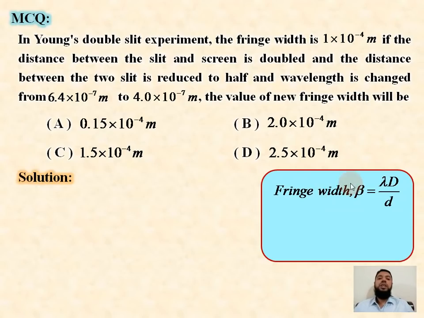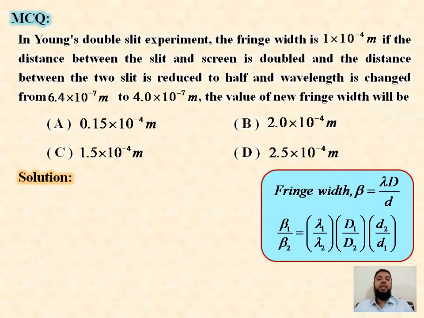We know that the fringe width beta is equal to lambda capital D by small d. ಈ ರಿಲೇಷನ್ ನ ಎರಡು ಸಂದರ್ಭಗಳಿಗೆ ಬಳಸಿ ಅನುಪಾತವನ್ನು ತಗೊಂಡಾಗ ನಮಗೊಂದು ಮುಖ್ಯವಾದಂತಹ ಒಂದು ರಿಲೇಷನ್ ಸಿಗುತ್ತೆ. ಬೀಟಾ 1 by ಬೀಟಾ 2 is equal to lambda 1 by lambda 2 into capital D1 by capital D2 into small d2 by small d1. ಹಿಂದಿನ ಲೆಕ್ಕದಲ್ಲಿ ಇದನ್ನು ನಾವು ಬಳಕೆ ಮಾಡಿದೀವಿ.